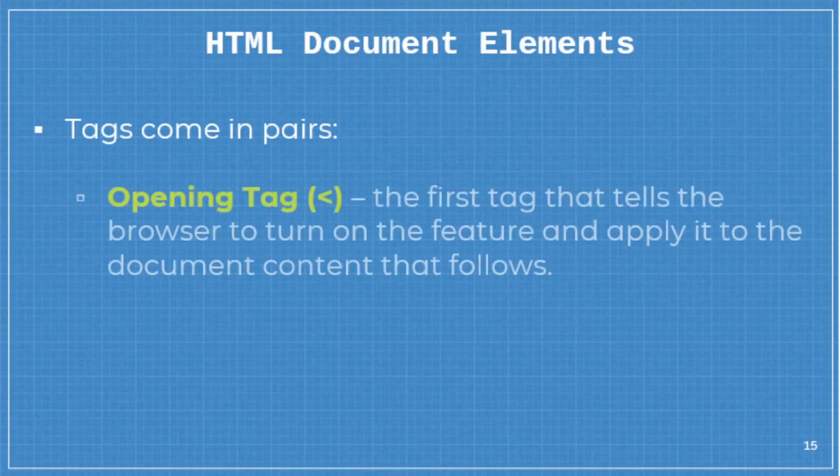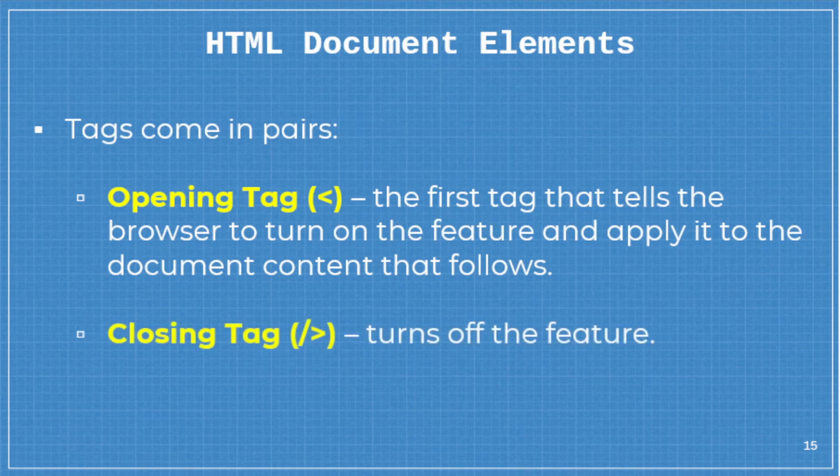Tags come in pairs. We have the opening tag. This tells the browser to turn on the feature, apply it to the document, and then we have the closing tag, which turns off the feature. So if you know how to turn it on, you know how to turn it off. What happens if you forget the closing tag?